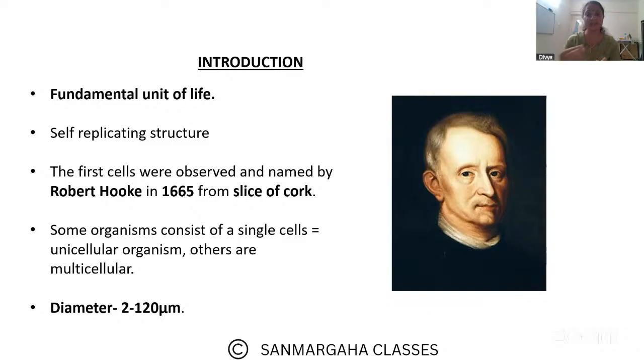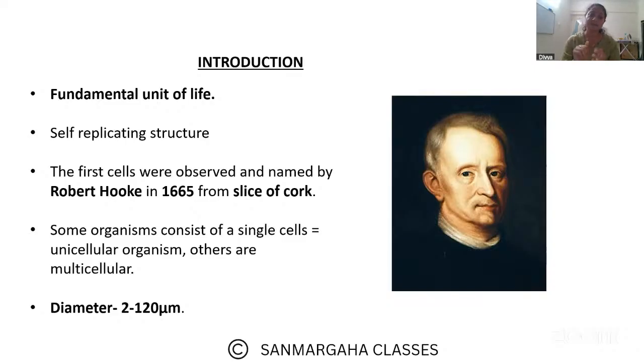Self replication happens. Here there is a person. You can see the person to your right. He is Robert Hooke. In 1665 he took a cork and observed it under the microscope. When he observed it, he saw honeycomb like structures. Because it looked like a cell, he named it a cell.